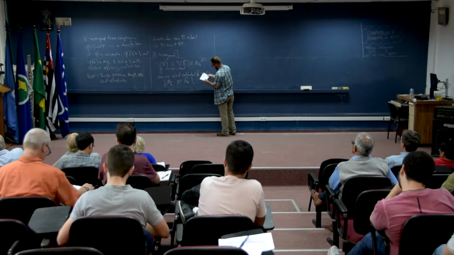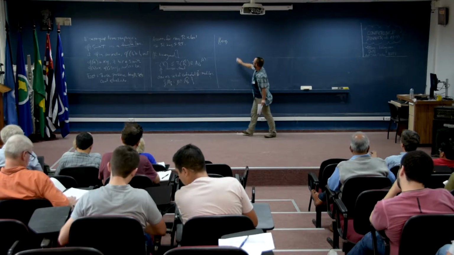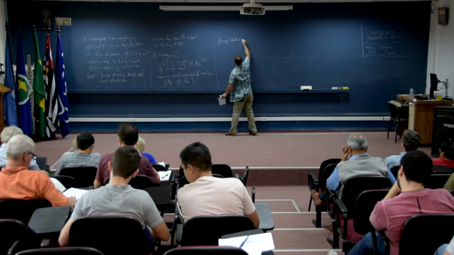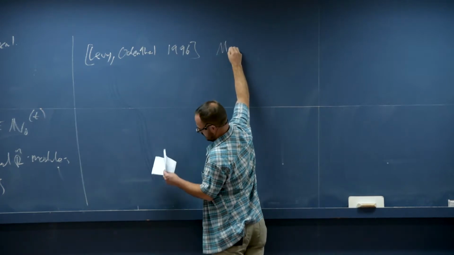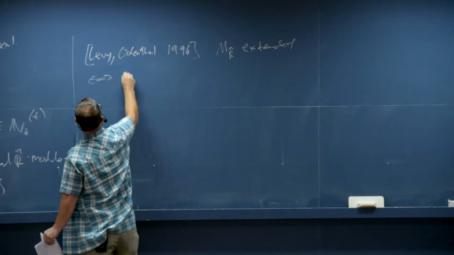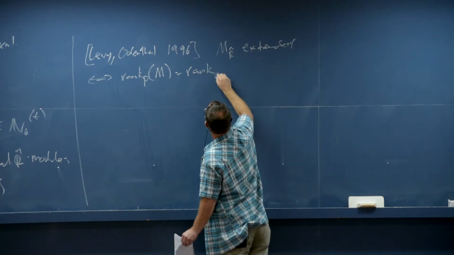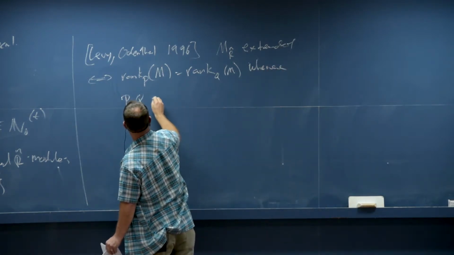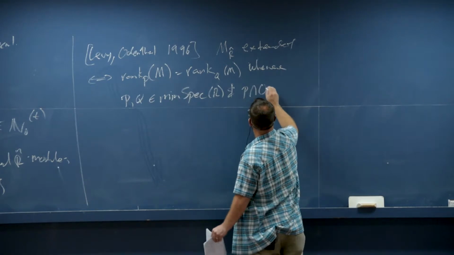And then we have another result that Graham mentioned, and I will mention a generalization of this a little bit later, but Levy and Odenthal, or this follows from their result, 1996, that an R hat module M is extended if and only if the rank of M_P is equal to the rank of M_Q whenever P and Q are minimal primes lying over the same prime of R.